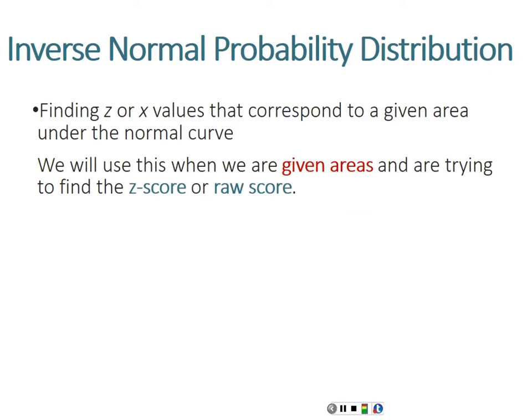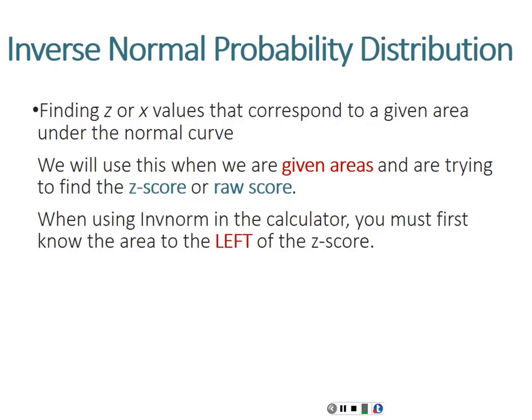We're going to use this when we're given areas and we're trying to find either a z-score, which is your standard normal, or a raw score, which is an x value that's going to be spelled out in the problem, the value of the random variable.